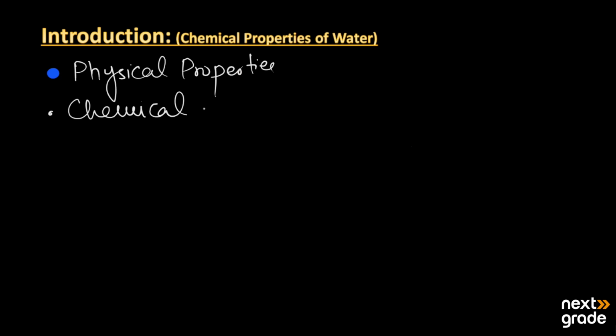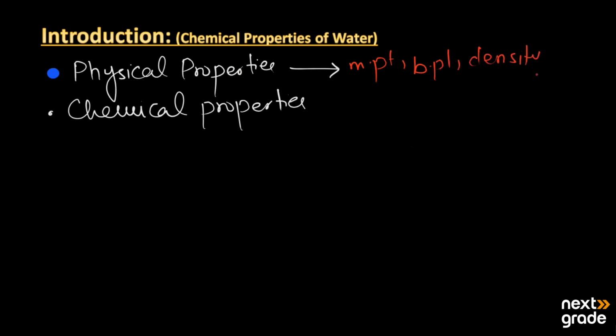When we look at the physical properties, these are basically the properties that we can measure and see. For example, the melting point, the boiling point, the density, the physical state, and the electrical conductance of water. All these are known as physical properties.